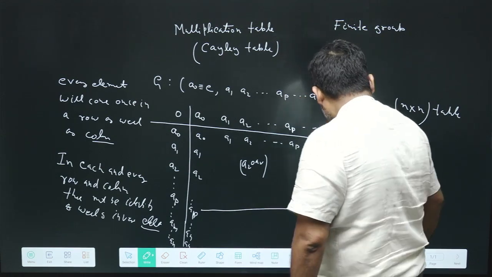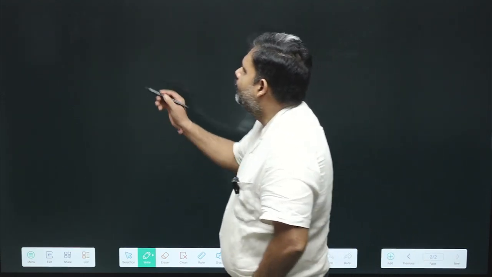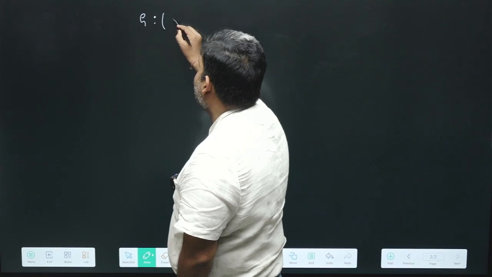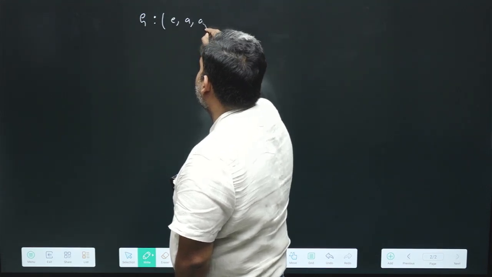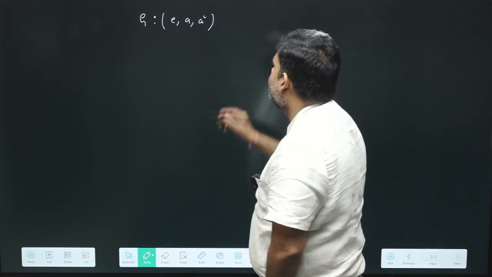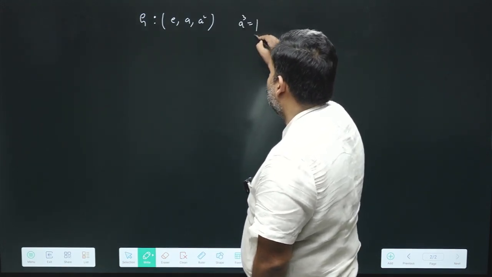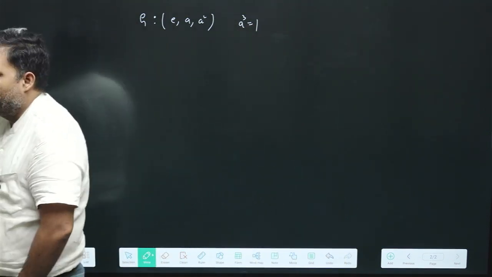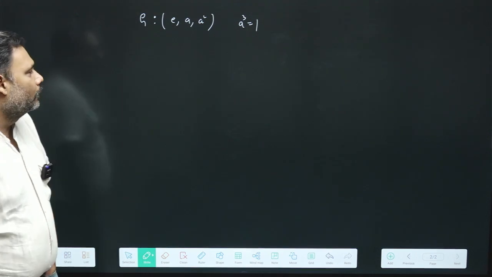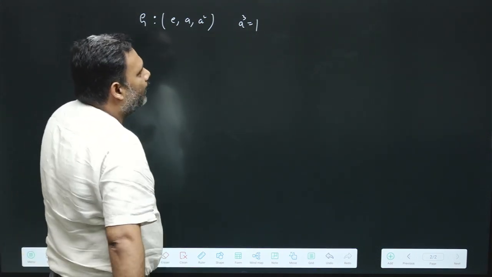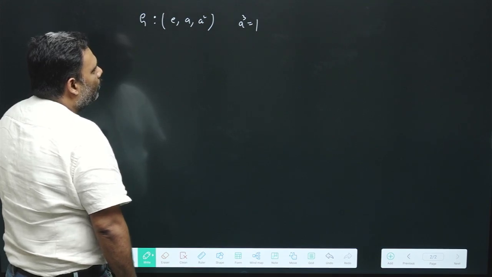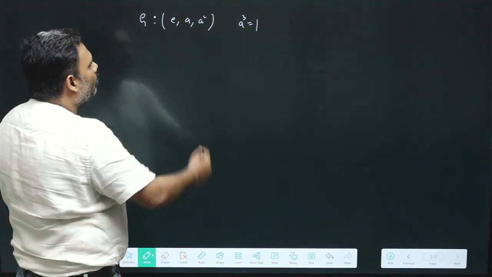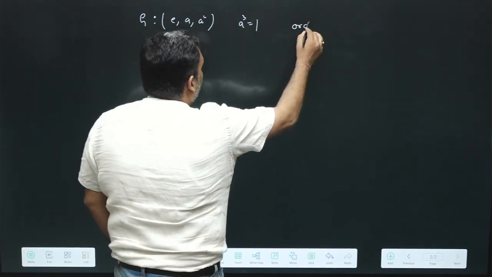So let's try to go for this one. We have a finite group, and let's say this group is defined as E, A, A square, and it is also given that A cube is equal to 1. What we have to do is make a Cayley table or multiplication table for that, and E is identified as the identity element. So obviously the order of this group is 3.